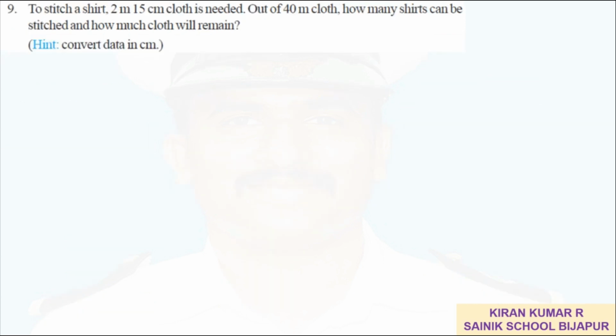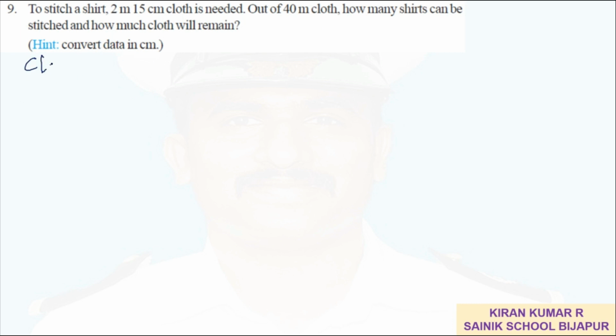The question is, to stitch a shirt, 2 meter 15 centimeter cloth is needed. Out of 40 meter cloth, how many shirts can be stitched and how much cloth will remain? They have also given a hint. Hint is convert data in centimeter. They have given 2 meter 15 centimeter. Let us first convert that.